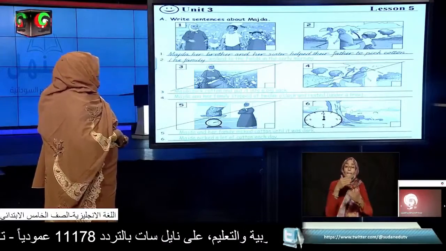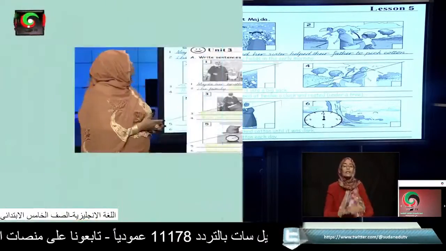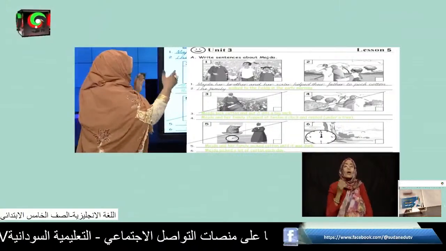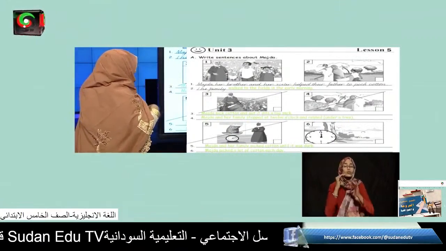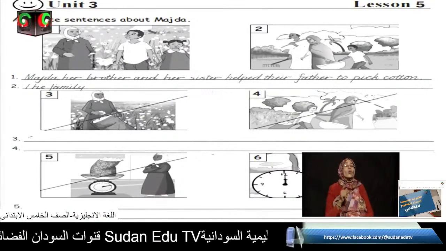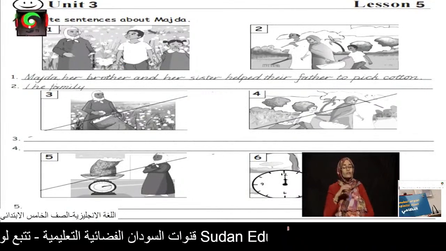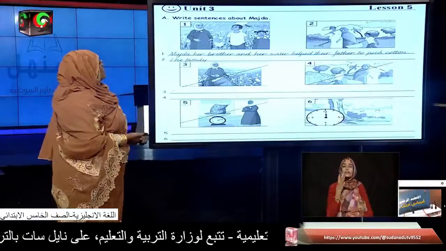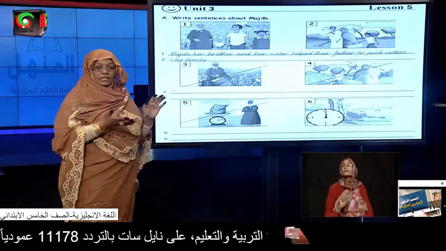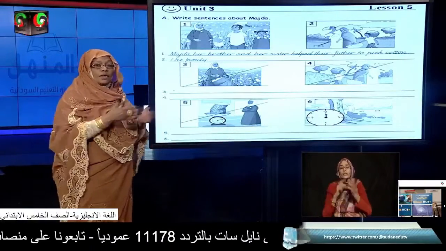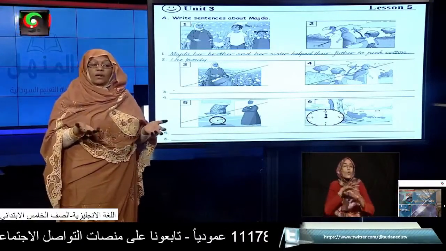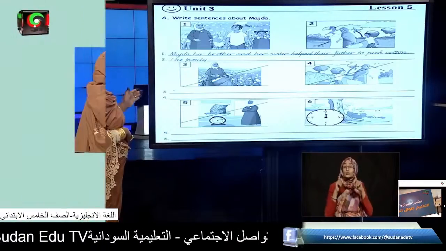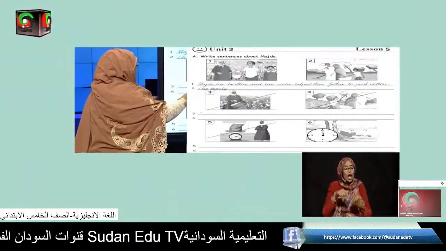Let's move to the first activity in your activity books. It's A. Here I would like you to write sentences about Magda. Make use of these pictures. Now, let us start our activities in your activity books. As usual, we have activities in the pupils book and in the activity book. Unit 3, lesson 5. Activity A. Here we have pictures. These pictures are about Magda and her family when they helped their father in picking cotton from his field. So, I'd like you to write sentences about Magda making use of these pictures.